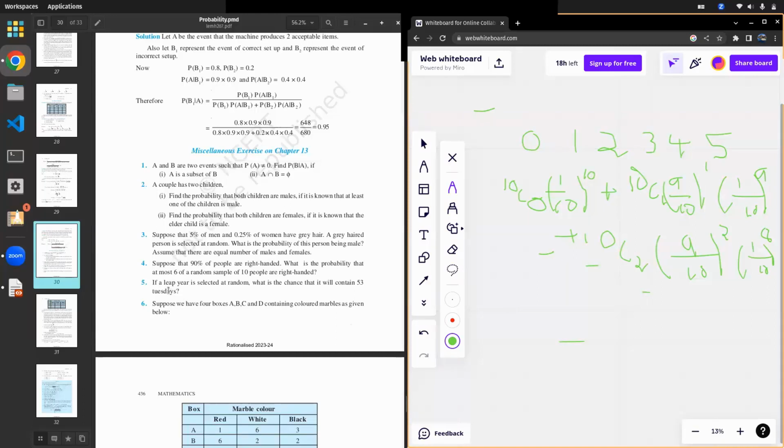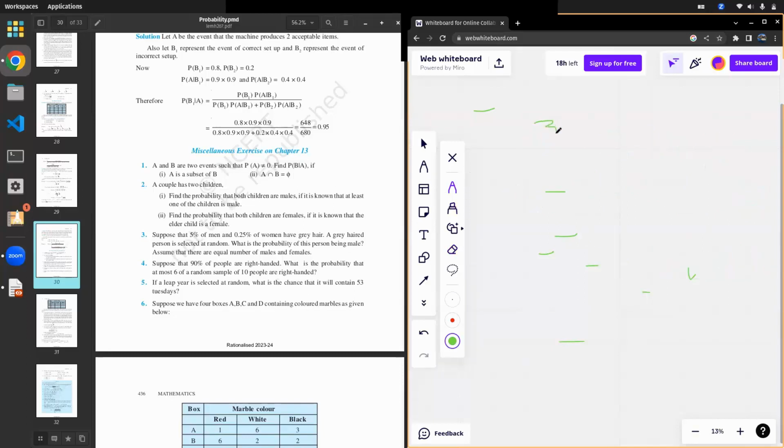So the next question: if a leap year is selected at random, what is the chance that it will contain 58 Tuesdays? Okay. So first we will discuss the leap year. A leap year has 366 days, which means 52 weeks and 2 days. So there will be 52 Sundays, 52 Mondays, 52 Tuesdays and so on in every leap year. But the 2 extra days can be anything. So the two days can be Monday, Tuesday or Tuesday, Wednesday or Wednesday, Thursday.